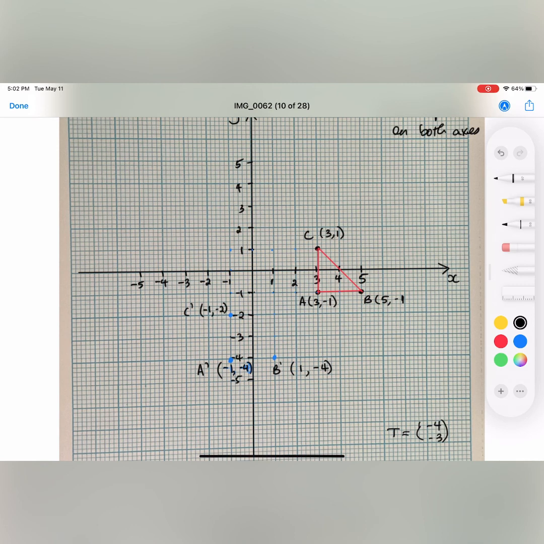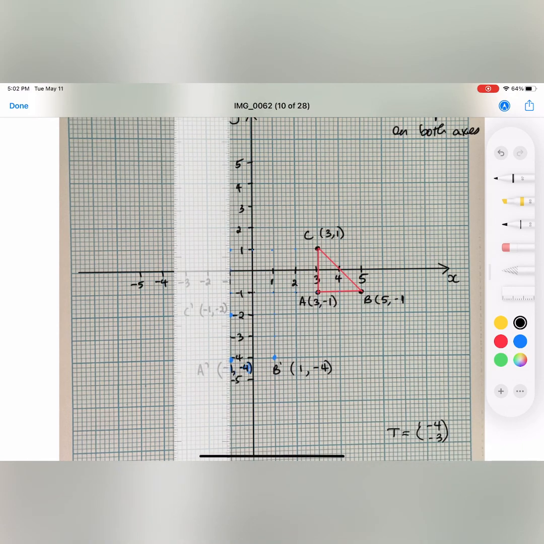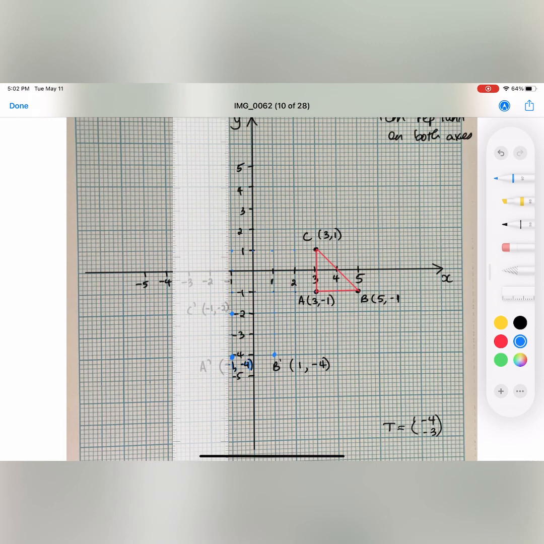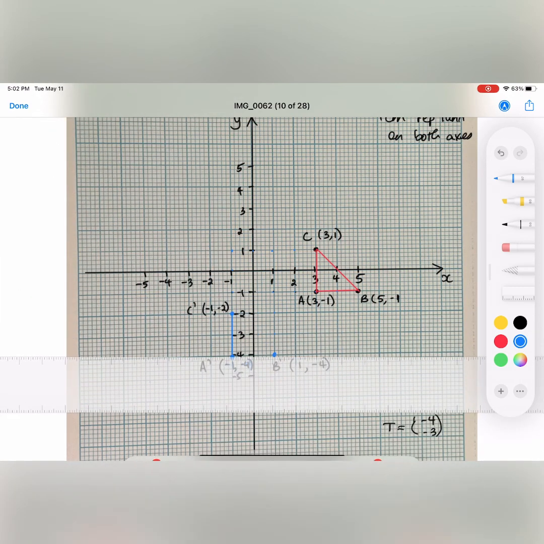Then you take your ruler. You always draw your lines with a ruler. You do not want freehand drawings. So you take your ruler and you connect up those 3 points to form your image triangle: A prime, B prime, C prime. That's how simple it is.